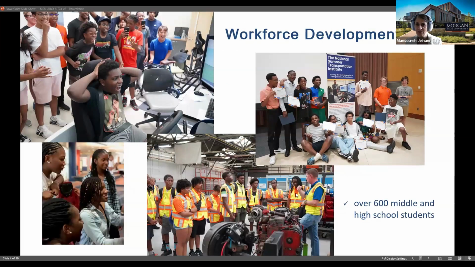These are some of our workforce development activities. This is the National Summer Transportation Institute. We have it every year in summer, in the month of July. We're bringing high school students, and now we expanded it to middle school students as well. We are teaching them about STEM, transportation in general, and also all the job opportunities and career opportunities that they can have. We have had over 600 students so far coming to this program, and we have been very successful in that.